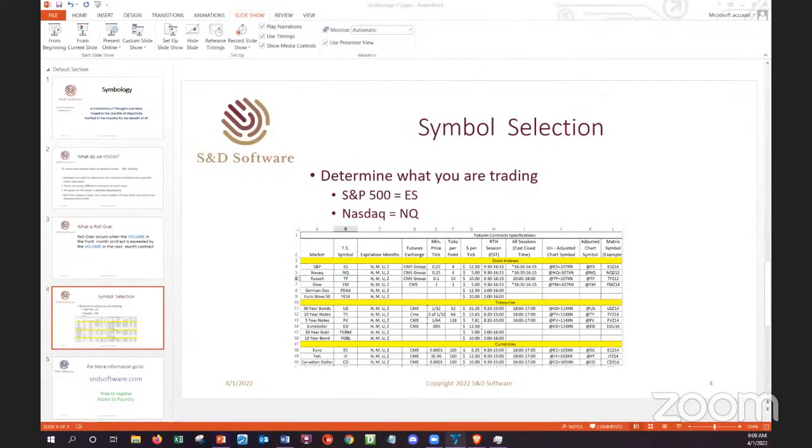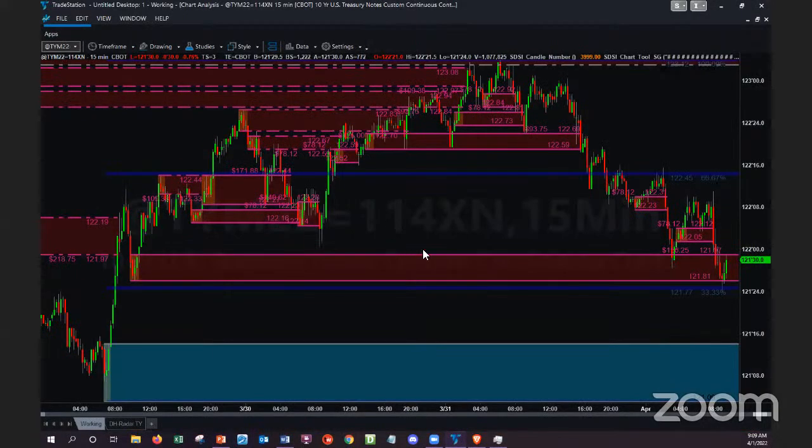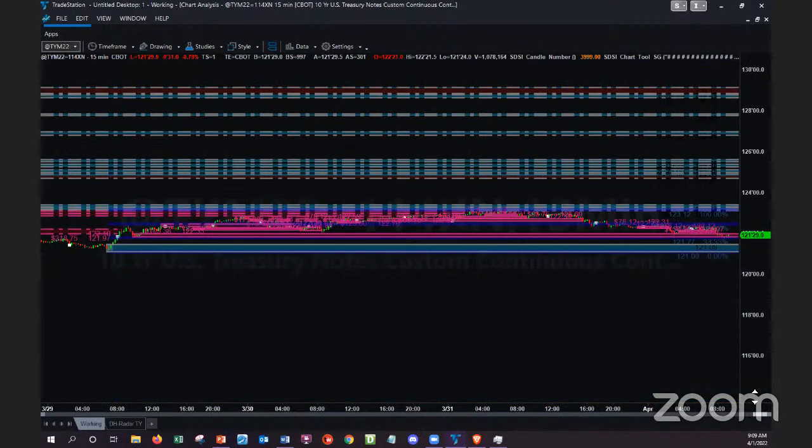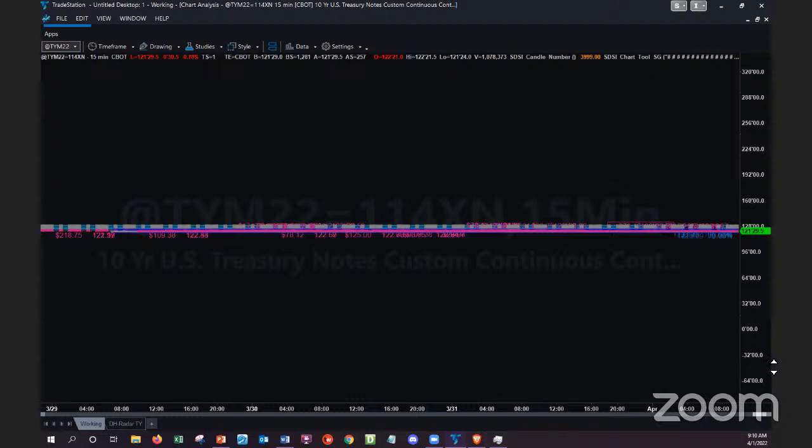So from here, let's go ahead and look at TradeStation. I have a chart, and we'll get it here. This is @TYM22 equals 114XN.